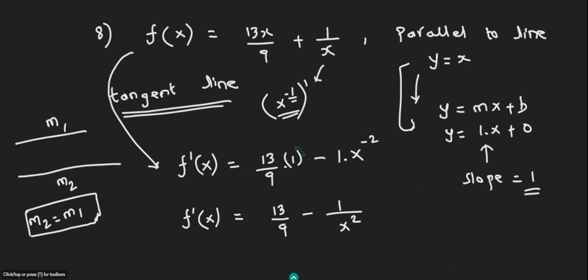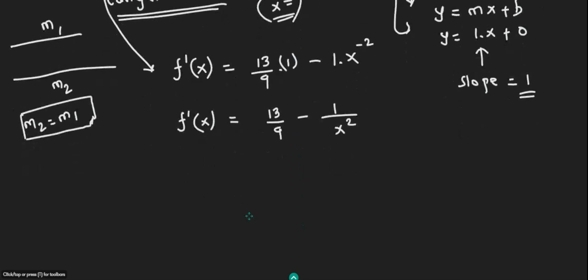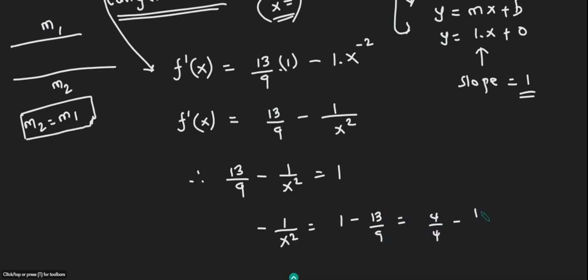And so this is the slope of the curve or the slope of the tangent line. And this should equal the slope of the line, which is 1. So therefore, I'm going to write 13 by 9 minus 1 by x squared, and this equals 1. Let me solve for negative 1 by x squared. I have to subtract 13 by 9 from both sides. So this equals 1 minus 13 by 9.